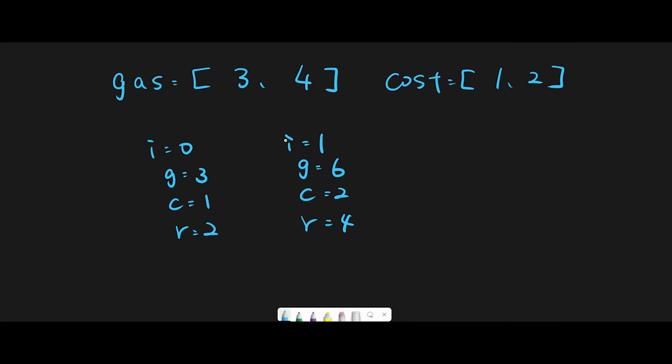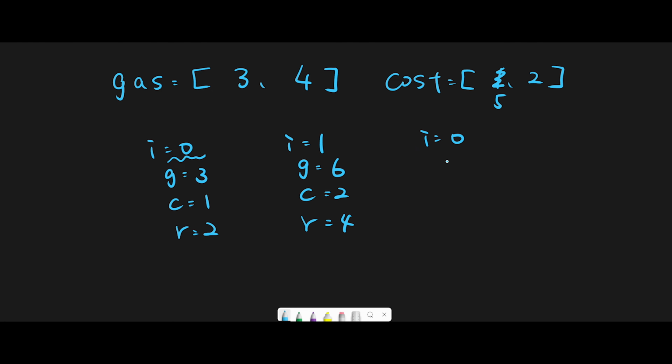And then move back to index 0. So we travel around the circuit once in the clockwise direction. So that's why in this case, we should return index 0. Easy, right? And let me change the cost. So let's say 5, 2. And let's check from index 0.